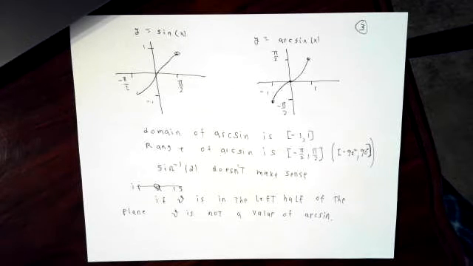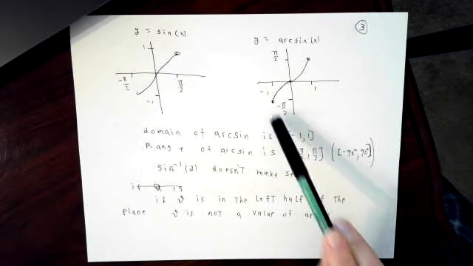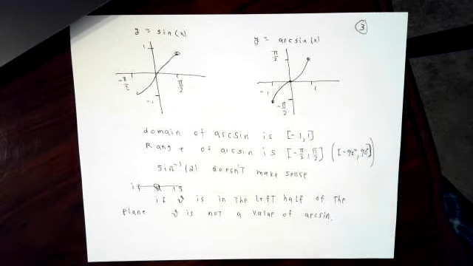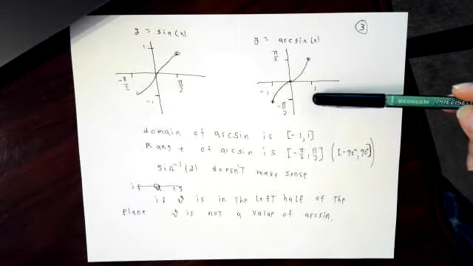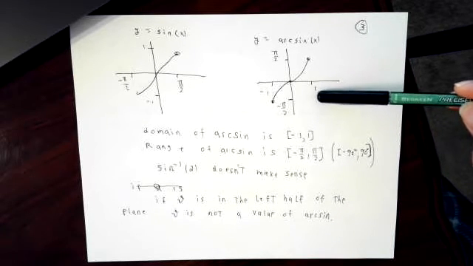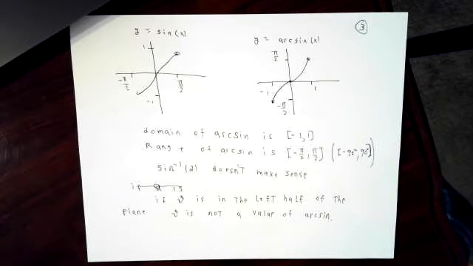The domain of the arcsine function is all of the x values that you can put into it and produce an output. So the domain of the arcsine function is -1 to +1. The range of the arcsine function is the collection of all the y values on its graph. And on the graph of the arcsine function, y could be as small as -pi/2 radians, or as big as +pi/2 radians.